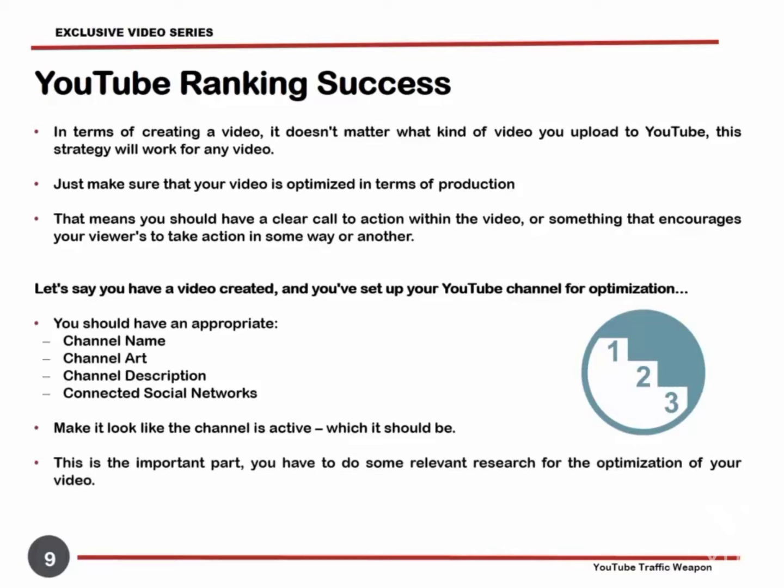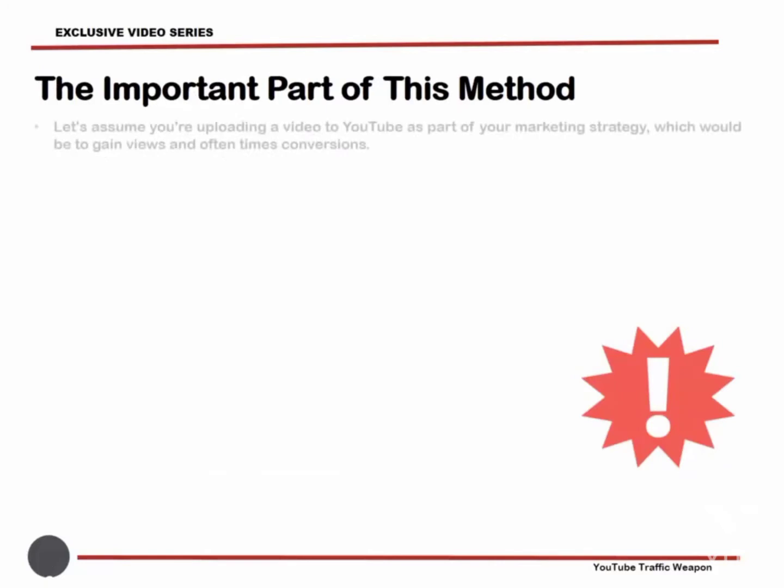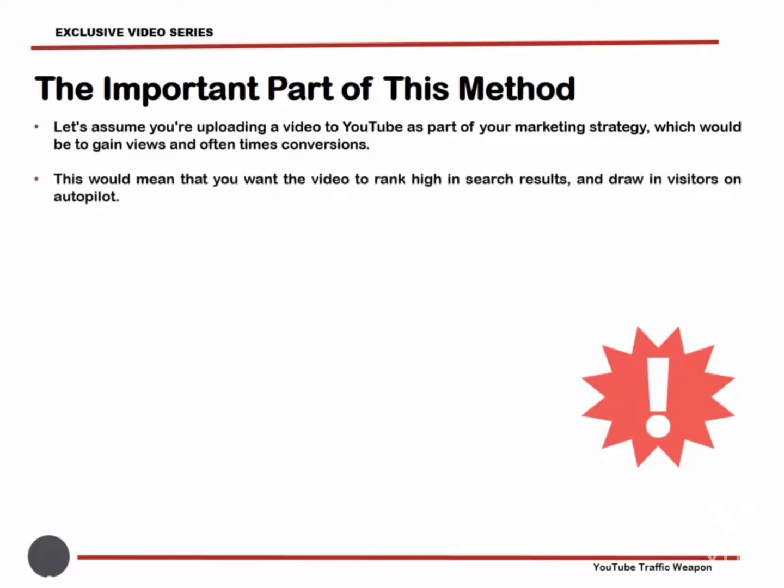You have to do some relevant research for the optimization of your video. Let's assume you're uploading a video to YouTube as a part of your marketing strategy, which would be to gain views and oftentimes conversions. This would mean that you want the video to rank high in the search results and draw in unique visitors on autopilot. After all, that's one of the biggest benefits of video marketing as a whole when it comes to the internet.